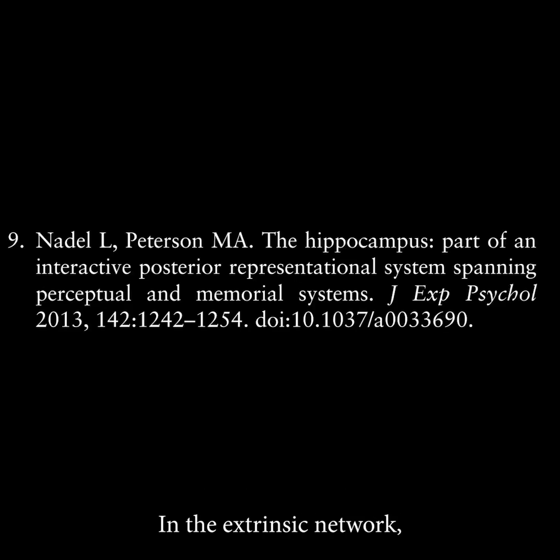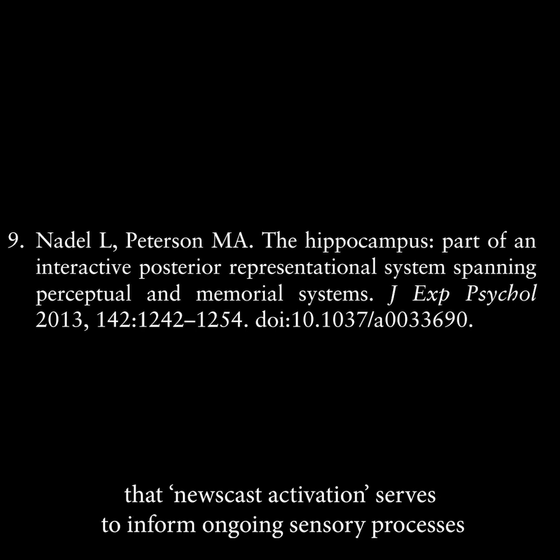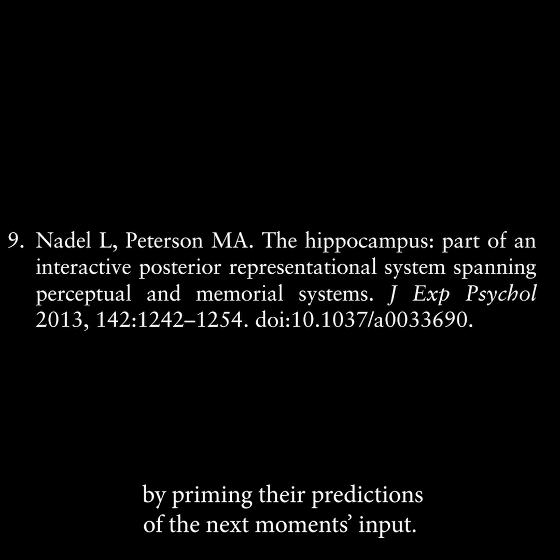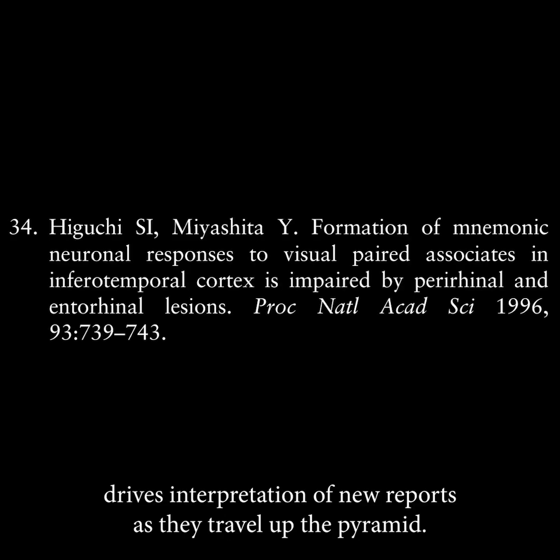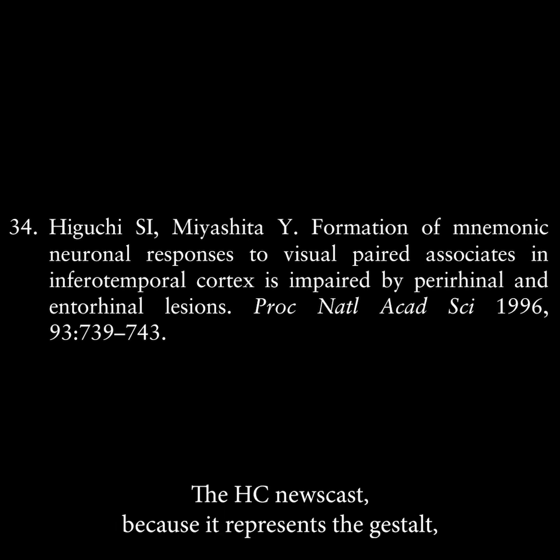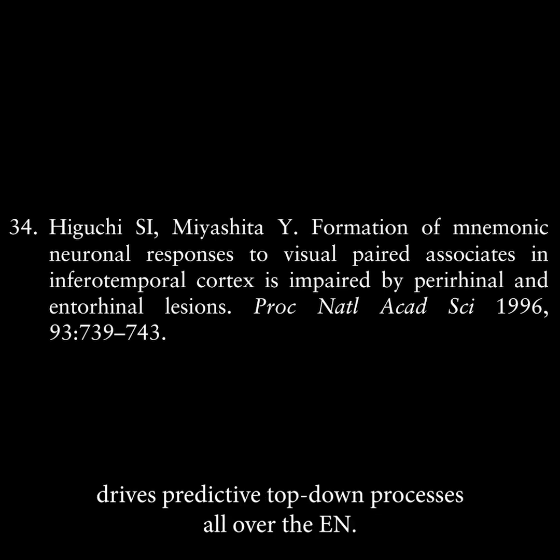Prediction priming. In the extrinsic network, that newscast activation serves to inform ongoing sensory processes by priming their predictions of the next moment's input. The color red is interpreted now within the ongoing scene, for example, the gestalt image of a fire engine racing down the street with its lights spinning and the siren wailing. This top-down influence drives the interpretation of new reports as they travel up the pyramid. The HC newscast, because it represents the gestalt, the complete scene of self in the world, drives predictive top-down processes all over the EN.